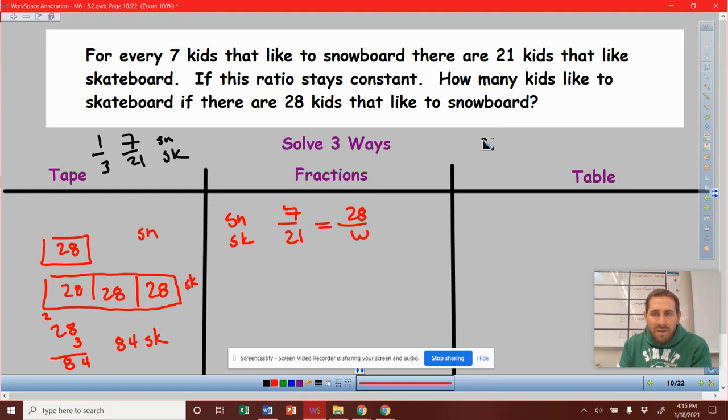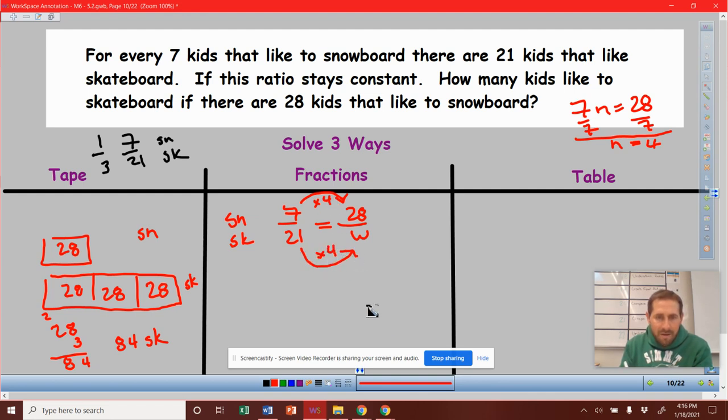So again, we're looking for 7 times a number that'll get me 28. So 7 times some mystery number up here, right? If I divide by 7, I'm going to get that mystery number. 28 divided by 7 is 4. So I'm multiplying by 4 at the top. That means at the bottom, I multiply by 4. And that gives me my mystery number for the amount of people that skateboard. So we can do the math. 21 times 4. 4 times 1 is 4. 4 times 2 is 8. And we get 84, just like we did with the tape diagram.